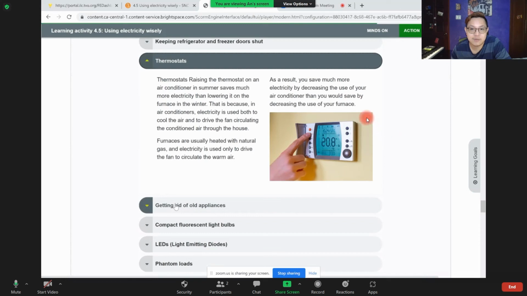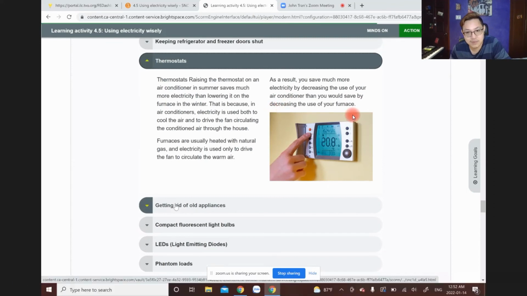So if you decrease the use of your air conditioner, you save more money and more energy than by decreasing the use of the furnace. That's what they say.